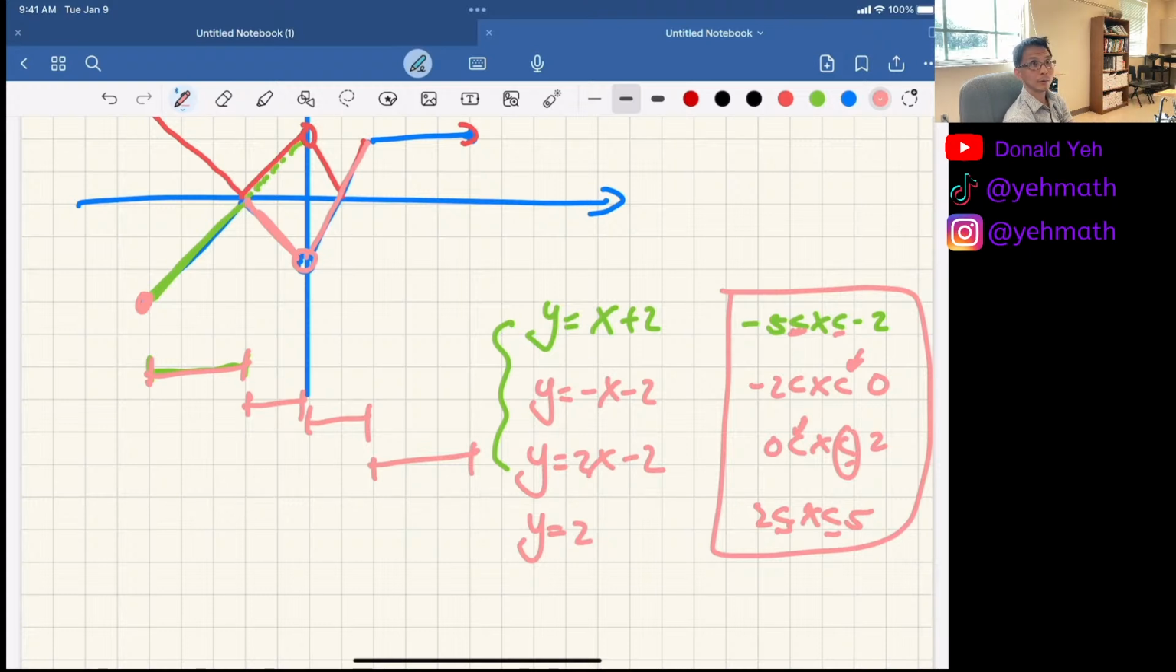Yes, Kevin. Does the order matter? Order does matter. I usually start from left to right, and that's how they describe the functions. It's from left to right.